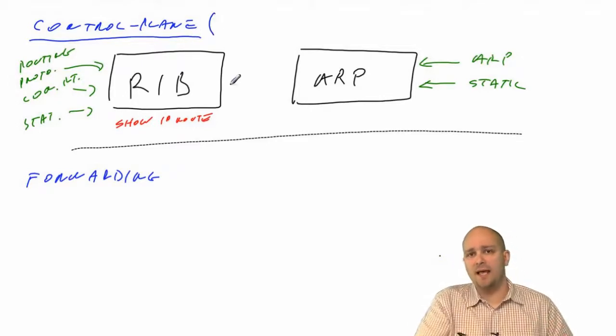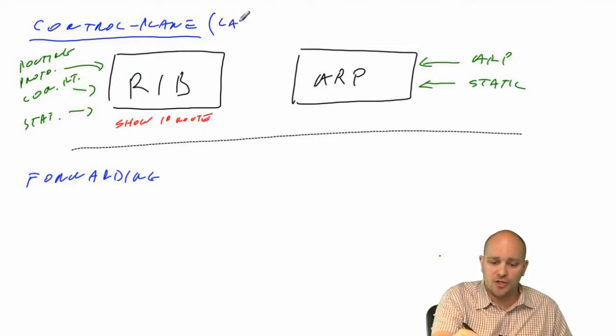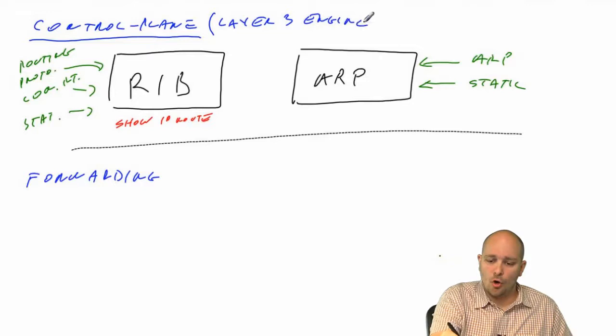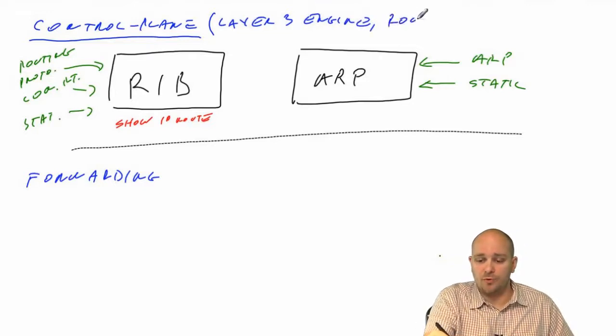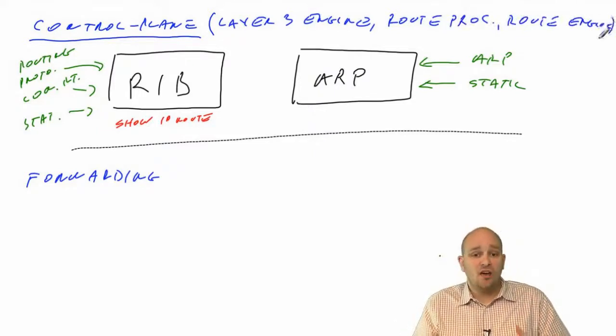Sometimes this control plane of our device is called the layer 3 engine, or is sometimes called the route processor, or RP. Or sometimes it is called the route engine. There are many different names for pretty much what is control plane.